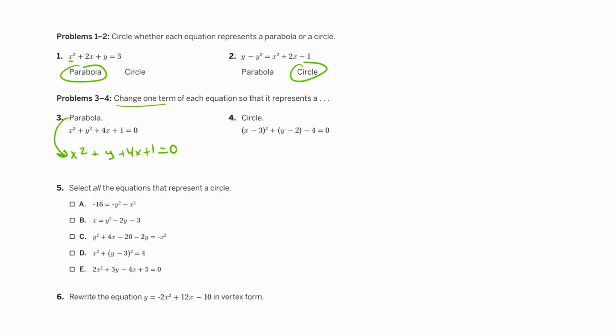Whereas this one here, we want it to be a circle. So the only thing that I would change here is that in this term here, I already have the x's being squared, but I also want the y's to be squared. So I'm just going to put a little 2.